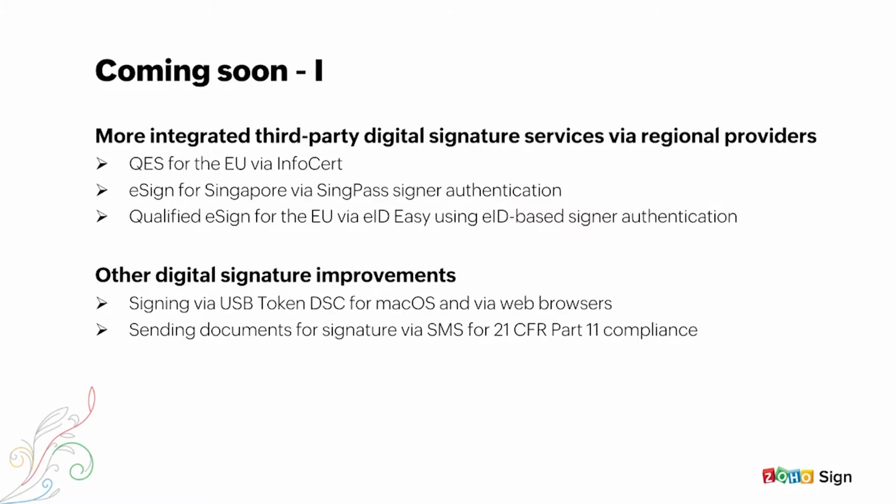Some of the upcoming features we plan to roll out soon include more third-party digital signatures such as qualified electronic signatures via InfoSet in the EU, eSign for Singapore via SingPass, qualified eSign for the EU via eID-based signer authentication. We will also be supporting USB token signatures, which is presently only available on Windows, on other platforms such as macOS and web browsers. We are also coming up with a feature that allows you to send documents for signatures via SMS for compliance with the 21 CFR Part 11 FDA regulations in the United States.